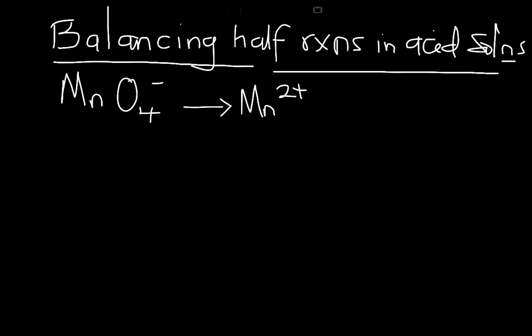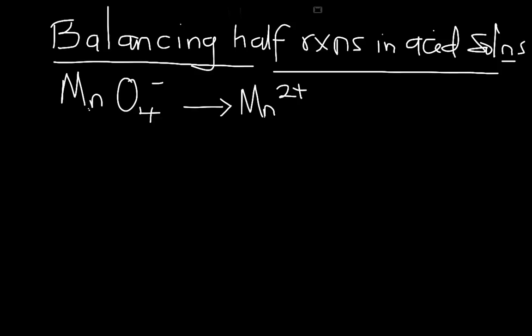So what we'll do first is balance the atom that is being oxidized, or the atom that is being reduced, and that is manganese in this. We're going to look at the left hand side and the right hand side. We can see that we have 1 atom of manganese here, then we have 1 here too. So you can say that manganese is balanced.